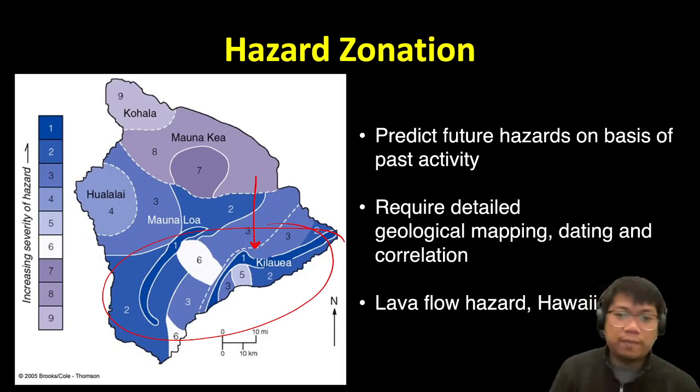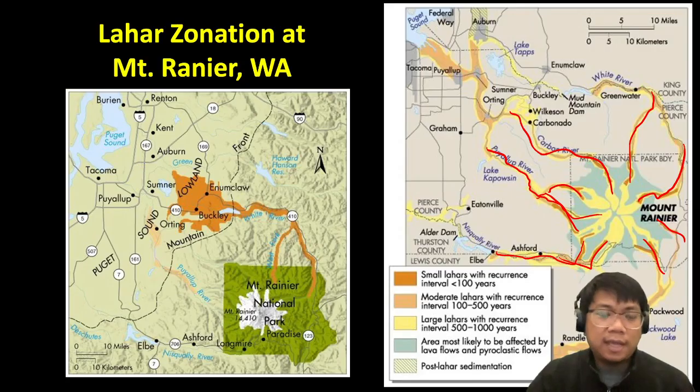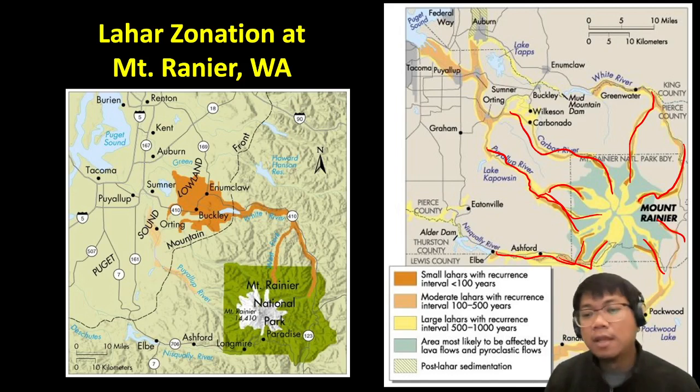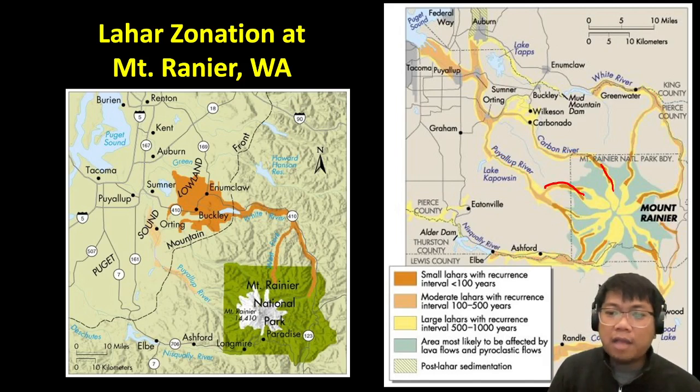So in order to produce something like this, it requires a lot of work: geological mapping, dating, and correlation as well. And this is also another example of a hazard zonation map, in Mount Rainier in Washington. What happened here is that they have mapped the possible pathways for lahar flow to flow, basically. Everything here is typically associated with the main river.